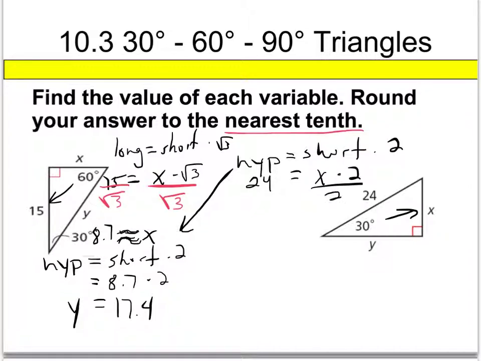Times 2, divided by 2, and x is going to equal 12. We know what x is. Now let's solve for y. Now let's solve for our long leg.